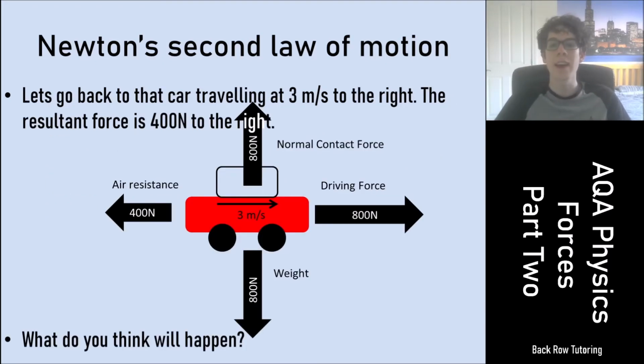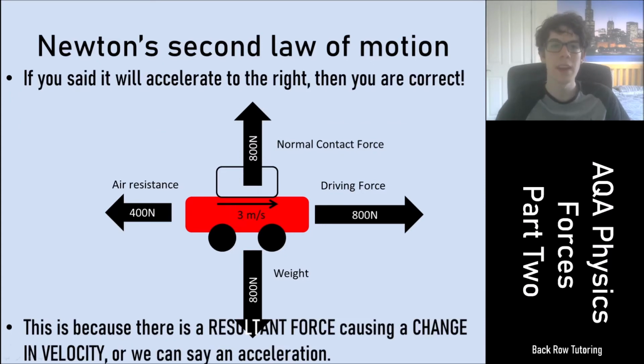Let's go back to that car travelling at 3 meters per second to the right. The resultant force here is 400 newtons to the right, because 800 subtract 400 is 400 newtons. What do you think will happen? If you said it will accelerate to the right, then you are correct. This is because there is a resultant force causing a change in velocity, or an acceleration. Where you have resultant forces, the speed will change.